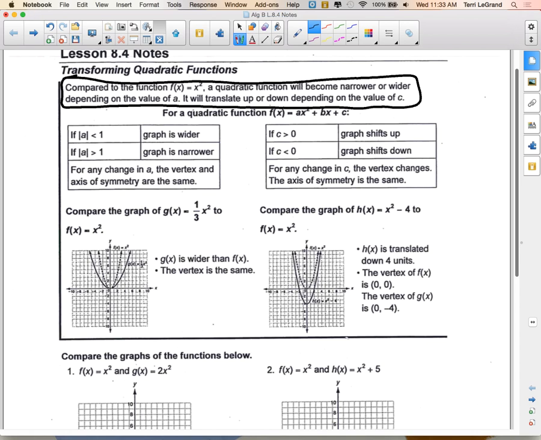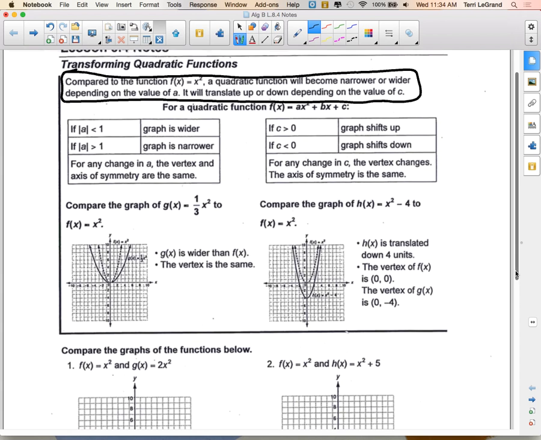So the y-intercept will either move up or move down based on comparing their c values. So we're going to be comparing a values and c values. We don't even care what the b values are, thank goodness, because those are the really challenging transformations. We only have to worry about a and c. Did it get wider? Did it get skinnier? Is one opening up? Are they both opening up? What's going on? And then is one moved up or moved down from the other?